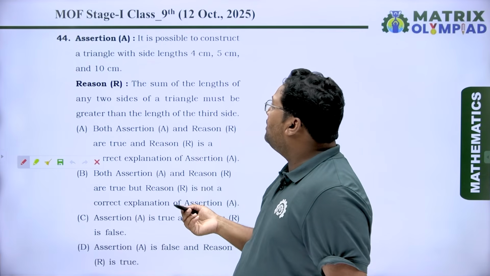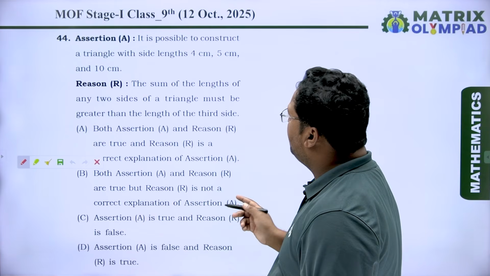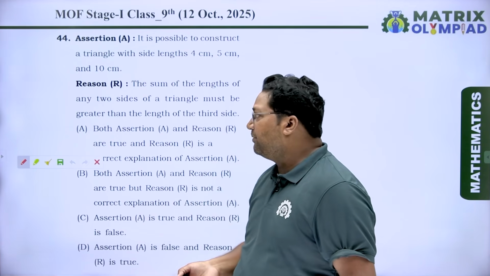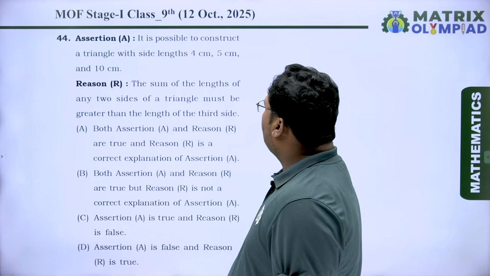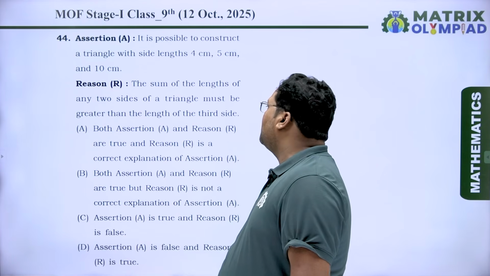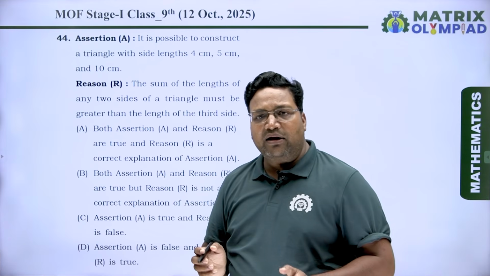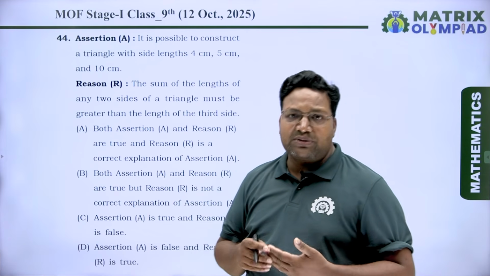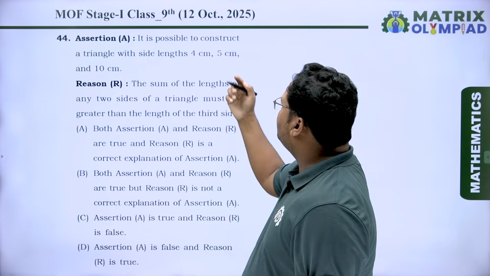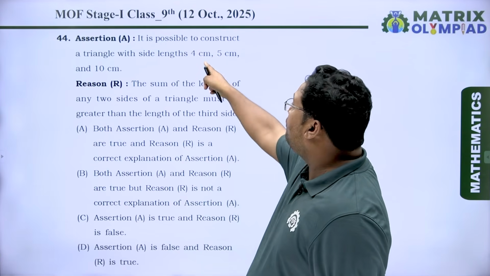The assertion is given: it is possible to construct a triangle with side lengths 4 cm, 5 cm and 10 cm. And the reason is given: the sum of the lengths of any two sides of a triangle must be greater than the length of the third side. So this reason is true for any triangle, the sum of any two sides is always greater than the third side. So let us check in the assertion, whether this theorem is true for this triangle.